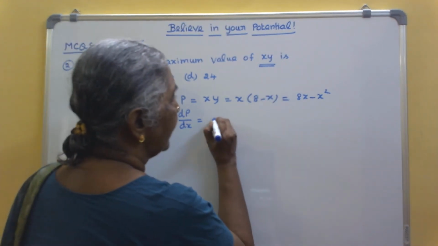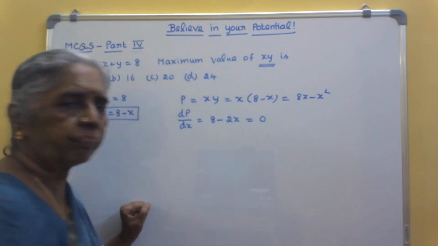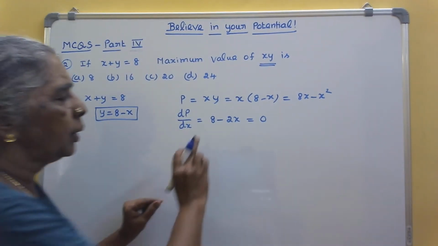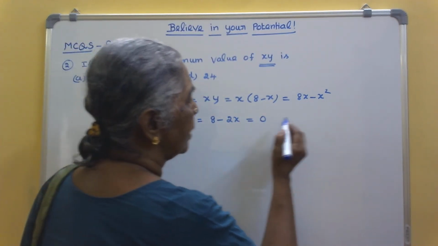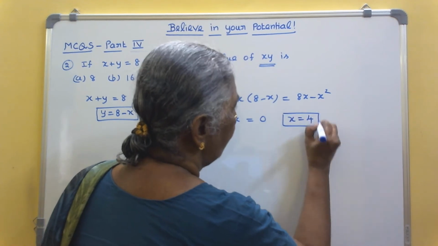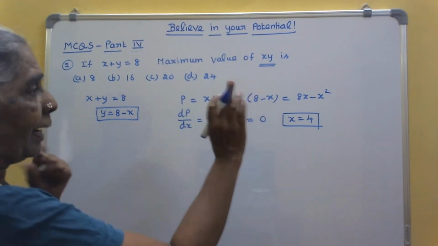So now I will be getting 8 minus 2x equated to 0, whether they ask you the maximum value or the minimum value. Now you will get minus 2x is equal to minus 8. That gives you x is equal to 4, right? So we have found x is 4. Only one is there, so definitely that should be the one for which you will get the maximum value.